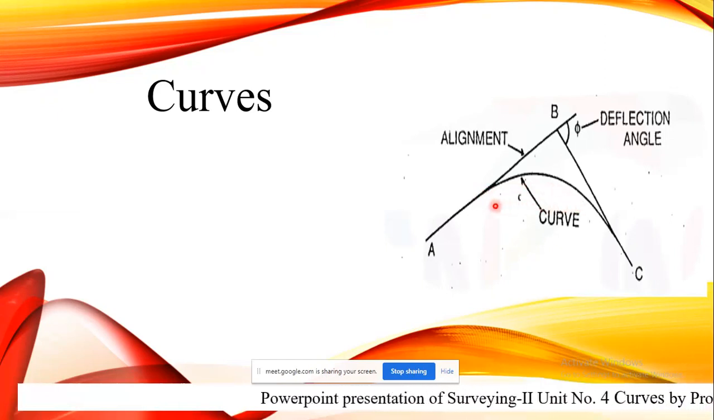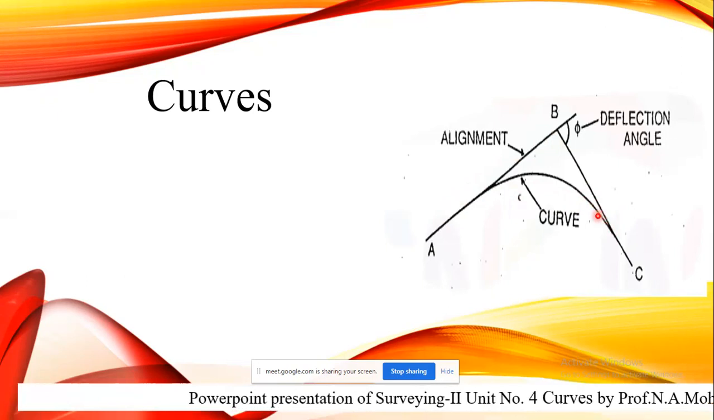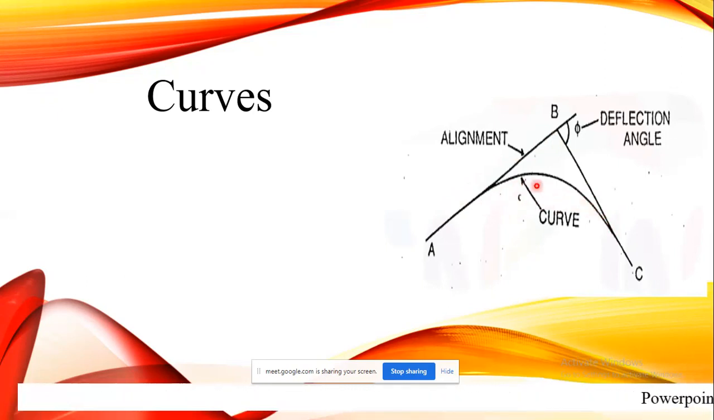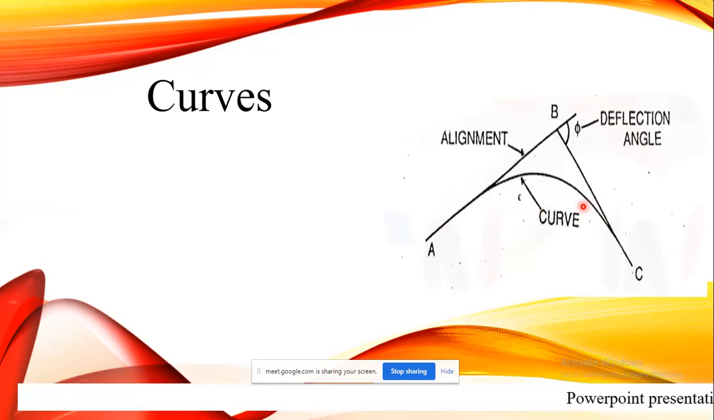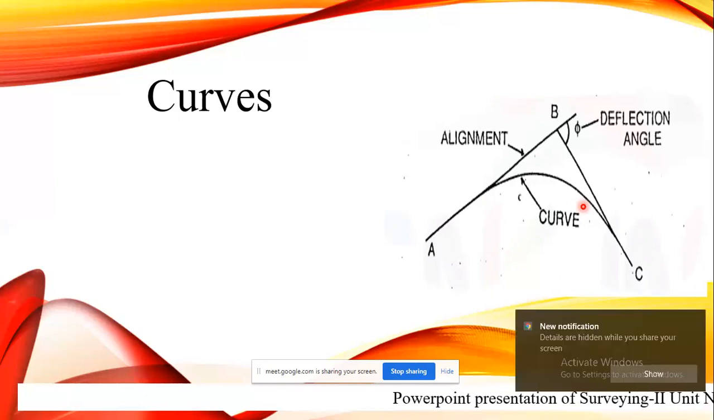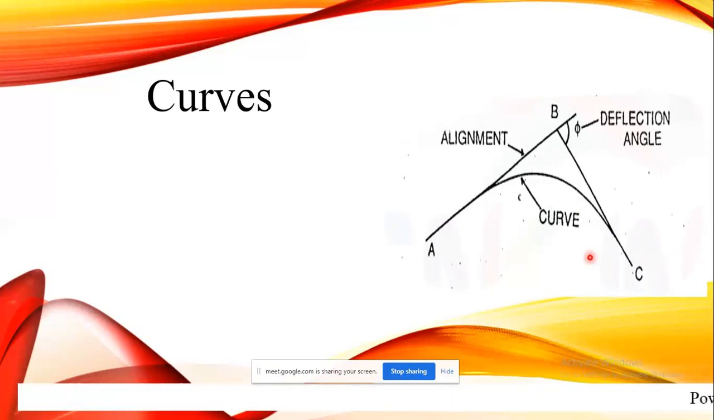For it to be possible for a vehicle to move over a smooth surface, or to run easily over the road or the railway track, the two straight lines or the two alignments are joined by an arc. That arc is nothing but a curve of the road or track. A curve will be provided in case of a road, and it can also be used for a railway track, or there might also be provision for a canal. So you can get an idea.